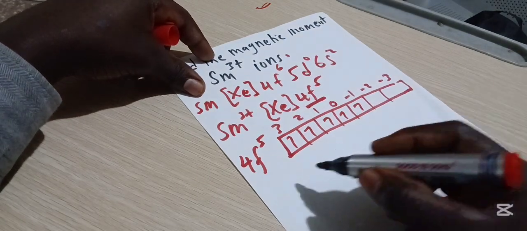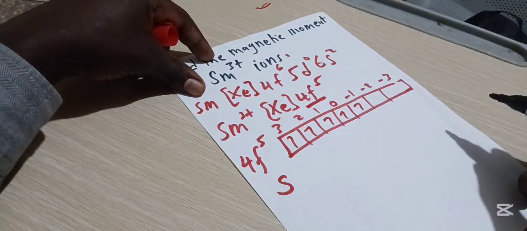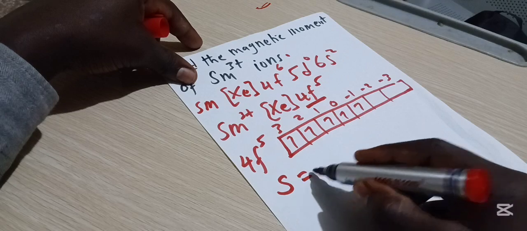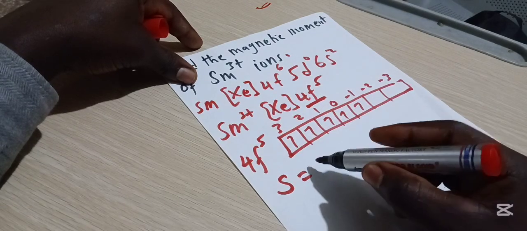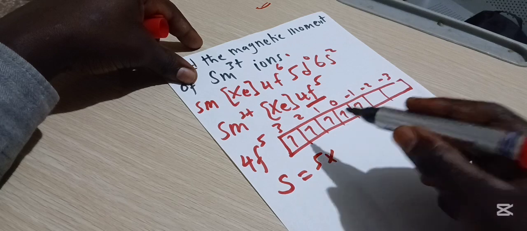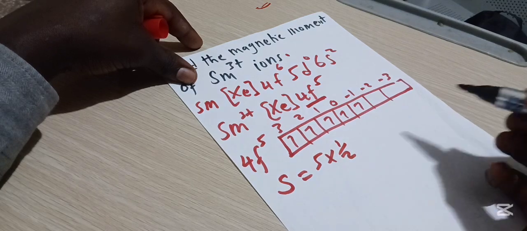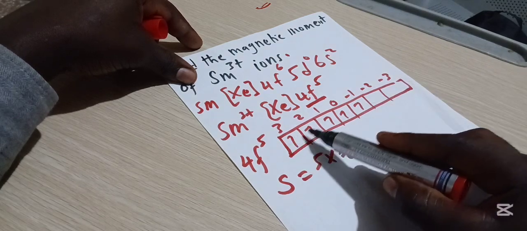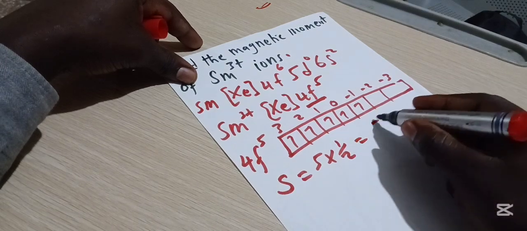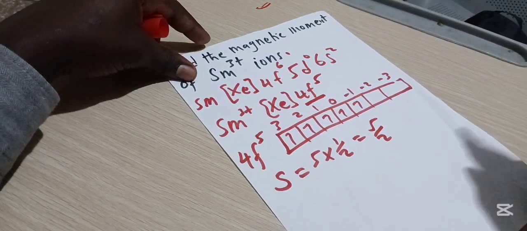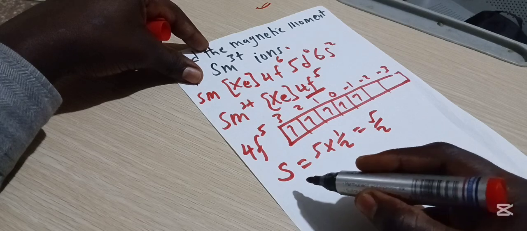So now that we are done filling, we calculate our S. What is our S value? Our S is equal to the total spin quantum number. Here we have 1, 2, 3, 4, 5. So 5, each contributing half. So 5 multiplied by half. Or you can just add individual halves up to the fifth term. So this is going to give us 5 on 2, which is positive. Then we are done with our S.